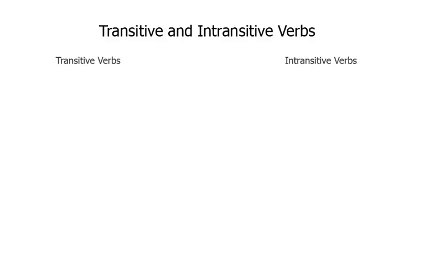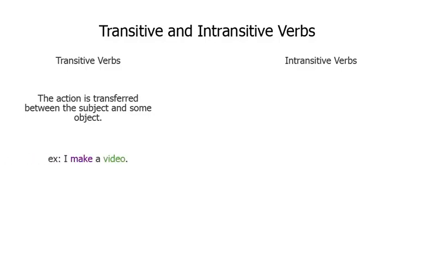The basic difference between them is that with a transitive verb, the action is transferred from the subject to some object. For example, in the sentence, "I make a video," the noun video is receiving the action of the verb make. This is a transitive verb where the action of the subject I affects the object video in some way.